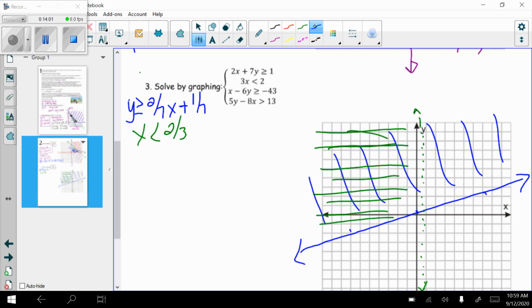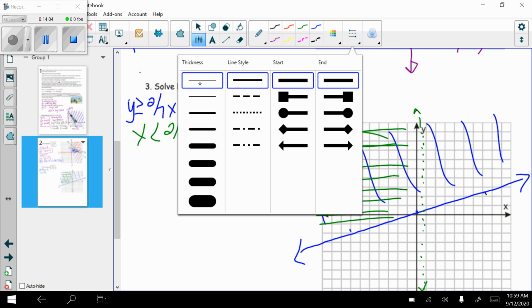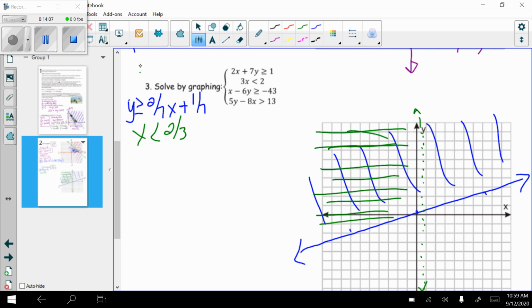Switch colors again. Let's do x minus 6y. So go ahead and work this one out for you. I'm going to move my x over, so I have negative 6y greater than or equal to negative x minus 43. This time I need to divide by negative 6. Remember the rule from Algebra 1, when you multiply or divide by a negative number, you have to flip your inequality sign. So it becomes y is less than or equal to 1/6 x plus 43 over 6.